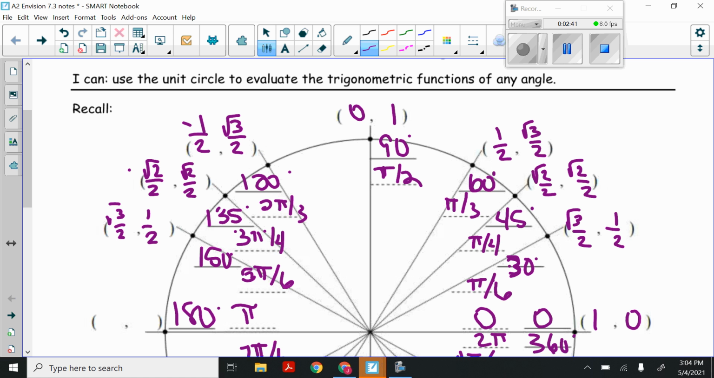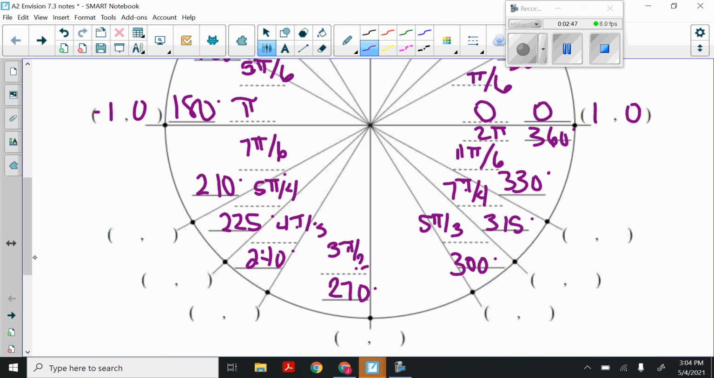All of my x is negative here. This is the point negative 1, 0. So then that makes this the point negative square root of 3 halves, negative 1 half, negative square root of 2 over 2, negative square root of 2 over 2, negative 1 half, negative square root of 3 over 2.